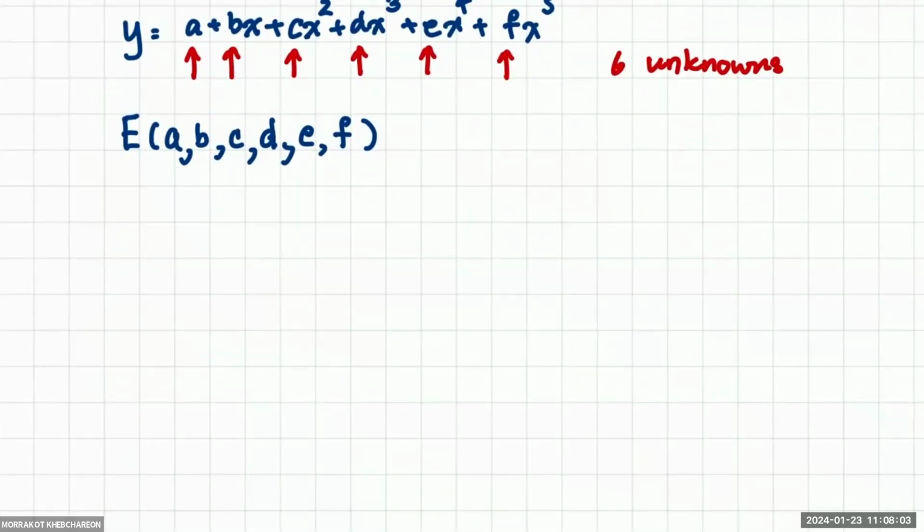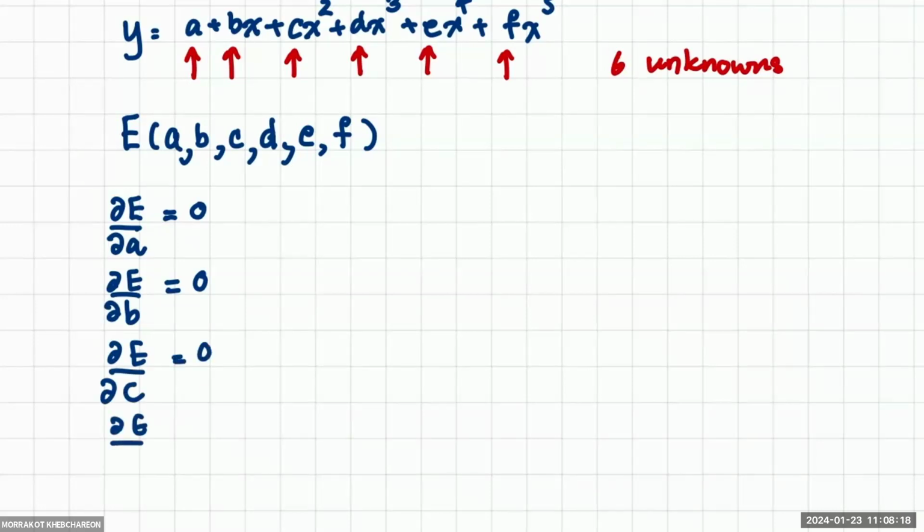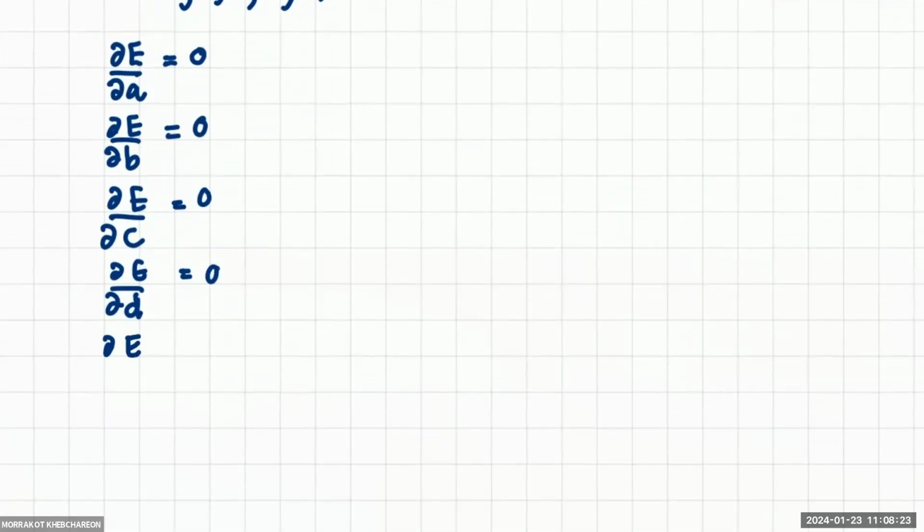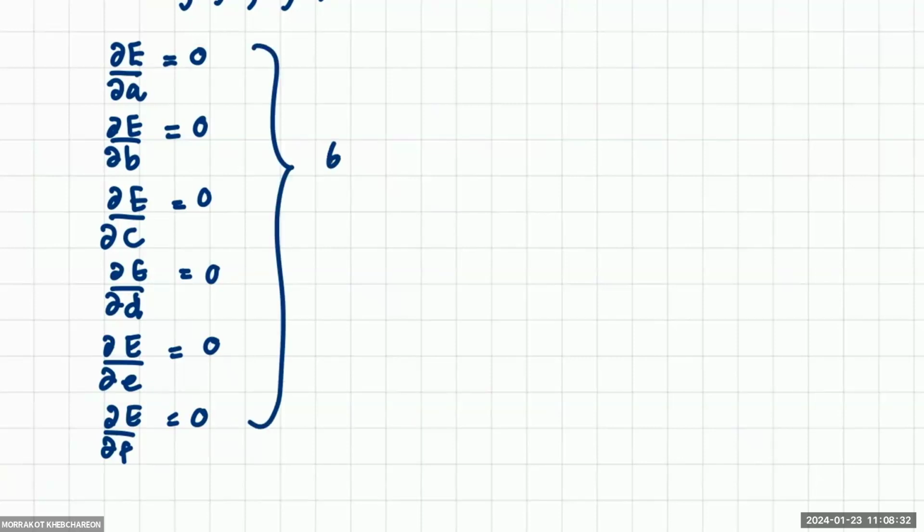with 6 unknowns, by setting the partial derivative with respect to a equal to 0, the partial derivative with respect to b equal to 0, c equal to 0, and so on. Six equations, 6 unknowns. Okay, 6 equations and 6 unknowns.